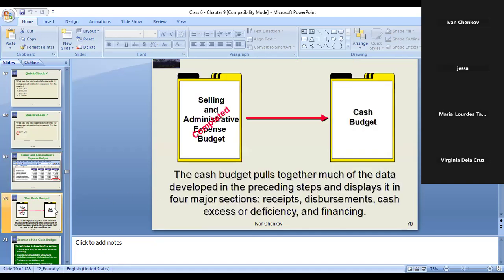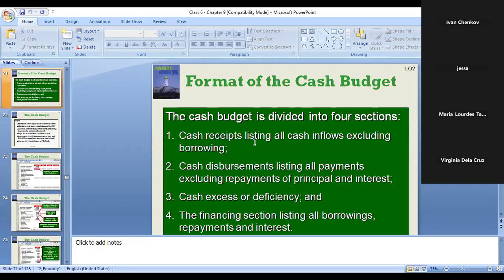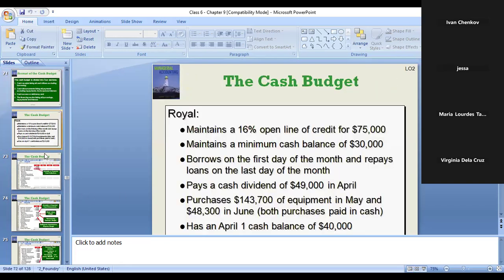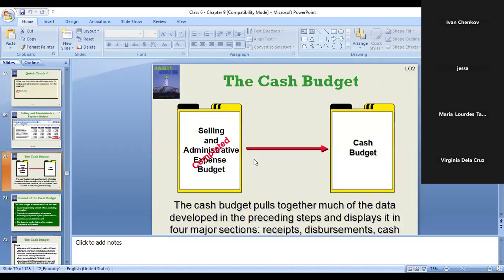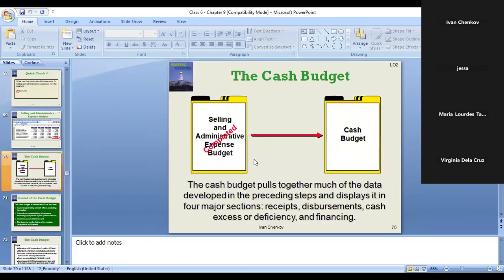Now, the last three elements that we have to do. We have to do the cash budget, the income statement, and the balance sheet. Let's start with the cash budget. The cash budget will probably be the most important, but we cannot get the cash budget if we don't have the previous budgets.